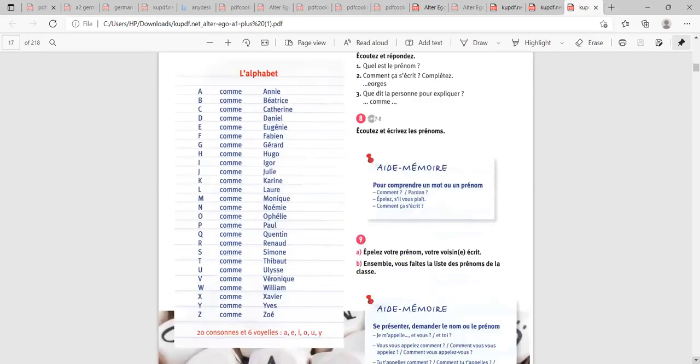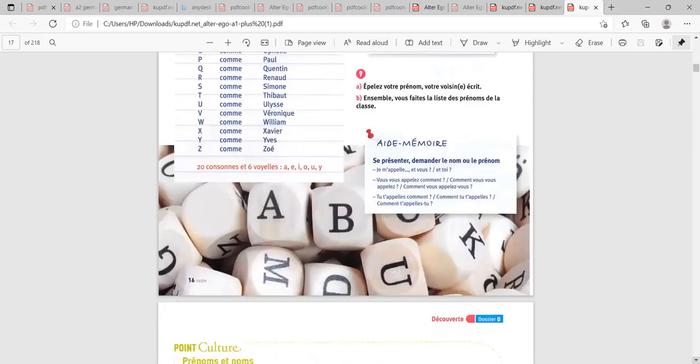Claire. Now, you see, we have A, B, C, D, E, F, G, H, I, K, L, M, N, O, P, Q, R, S, T, U, V, W, X, Y, Z. Say Claire, my team, all of you. Yes, sir. Now, over here, we are using épelez votre prénom. Votre is my your. Spell your first name. Say Claire.